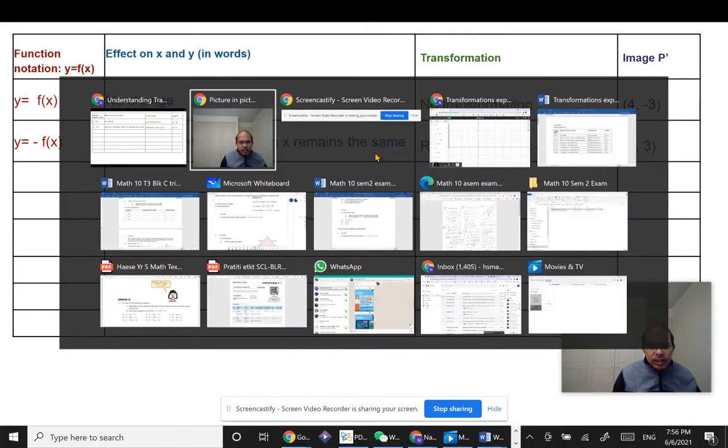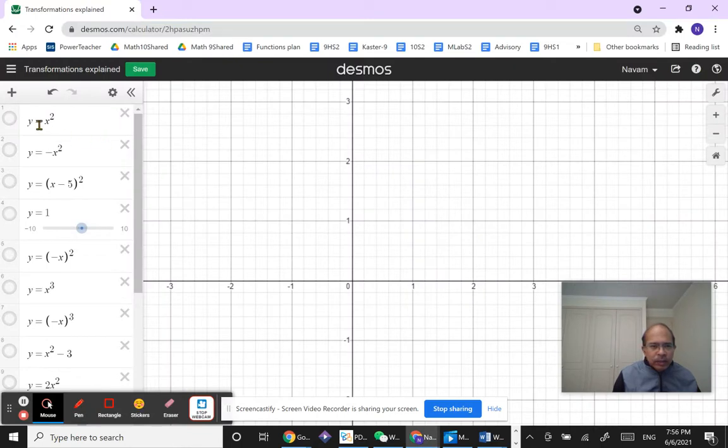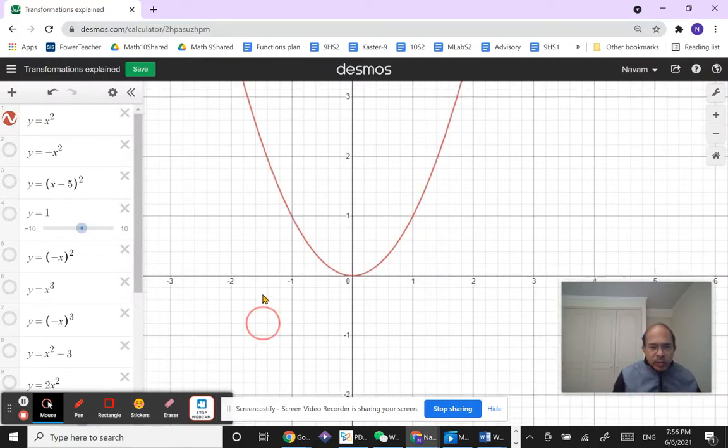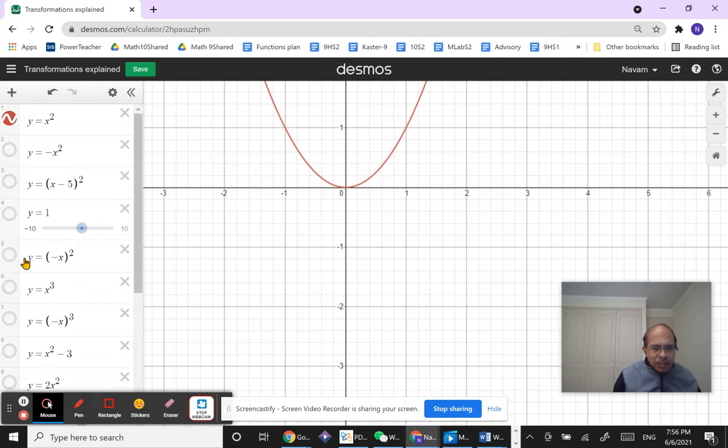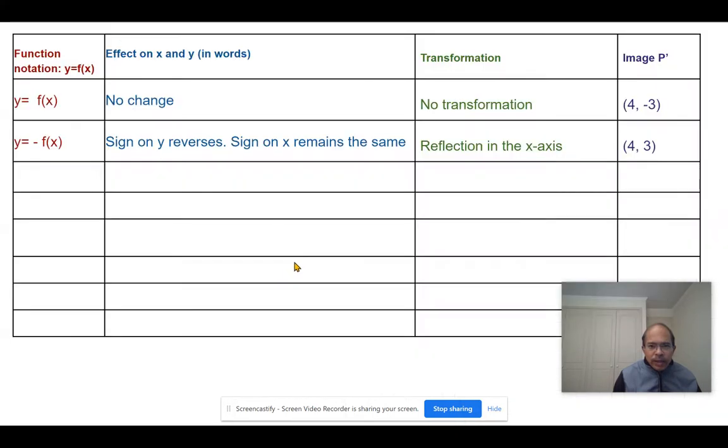Now let's check this with an actual function. Let's plot the graph of y equals x squared, and then let's plot the graph of y equals minus x squared. You can see that this graph has been flipped across the x-axis. This is because every value of y on the red curve becomes negative for the same values of x. And so we can say that this transformation is a reflection in the x-axis. The new image is 4, 3, where the sign on y has been reversed.